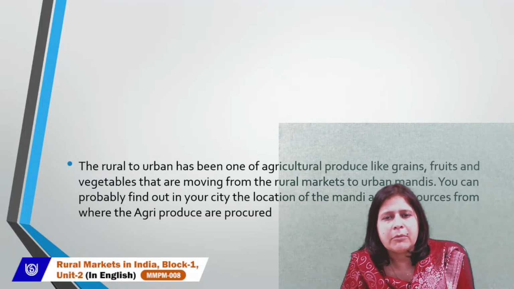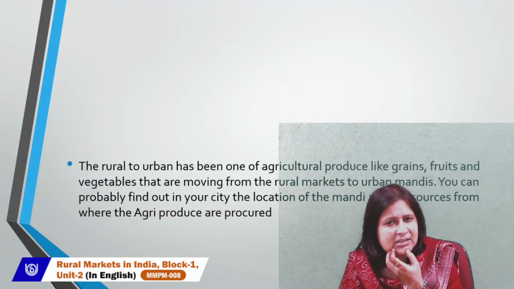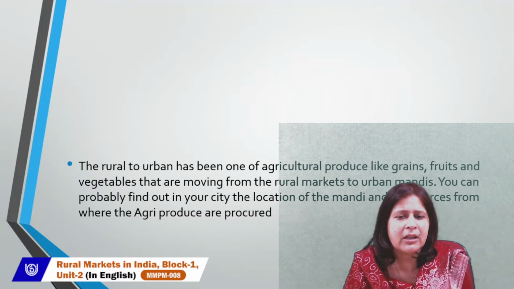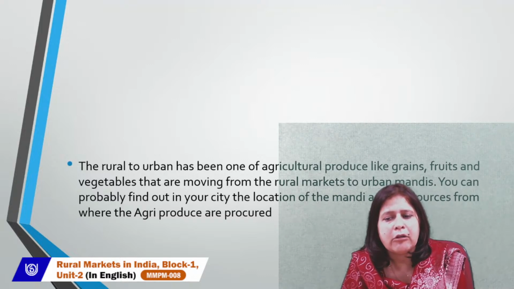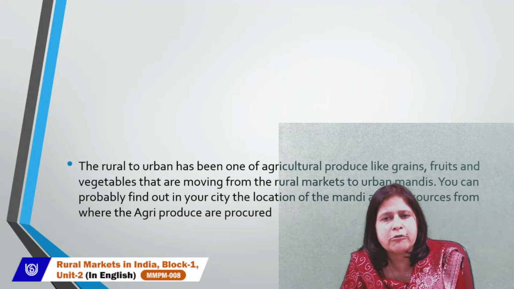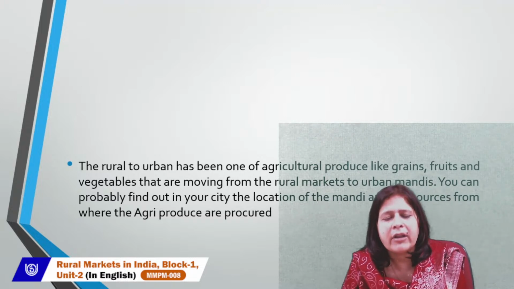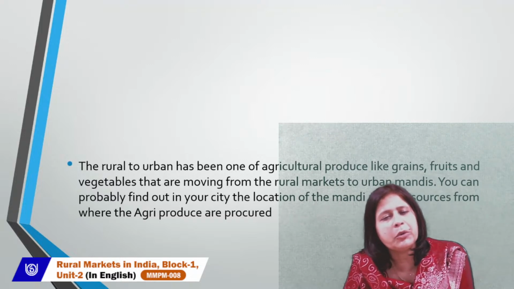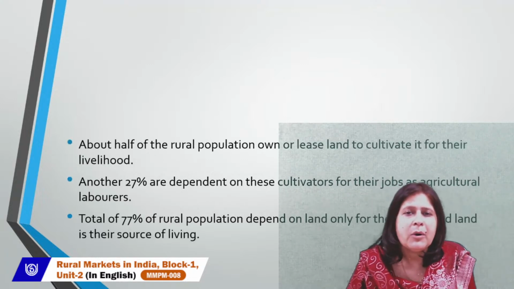Then rural to urban is when specifically the agriculture produce and many other things, such as textiles or handicrafts, many things could be there, that is, the produce of rural areas, like fruits, vegetables, or handicrafts, are moving from the rural market to the urban market or the mandis.